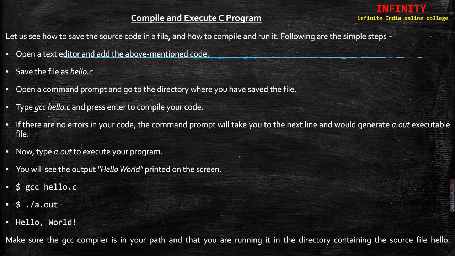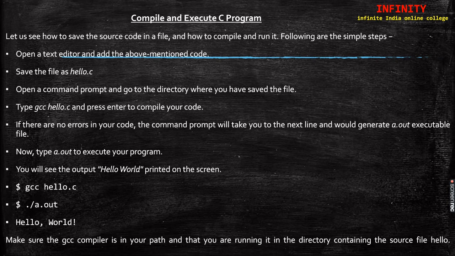Let us see how to save the source code in a file and how to compile and run it. Following are the simple steps. Open a text editor and add the above mentioned code. Then after, save the file as hello.c. Then after, open a command prompt and go to the directory where you have saved the file. Type gcc hello.c and press enter to compile your code.